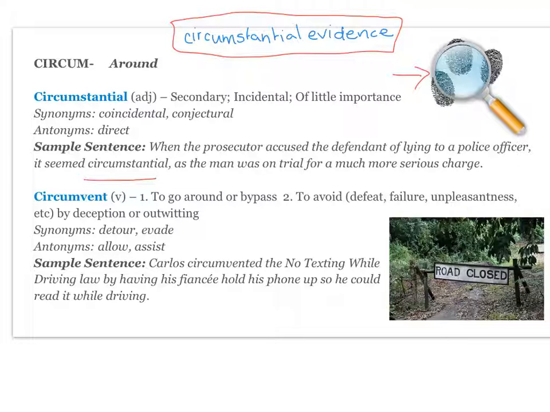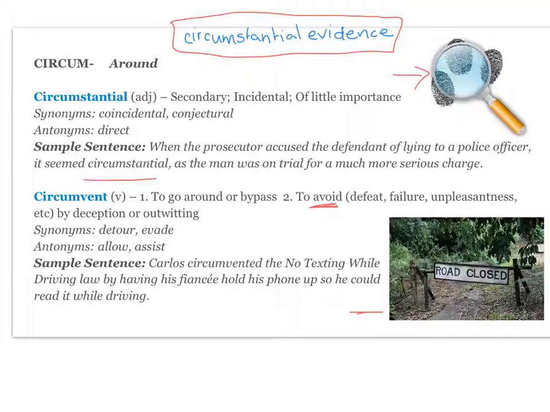Your next word is circumvent, which is a verb, and it means to go around or bypass, or to avoid, such as defeat, failure, unpleasantness, etc., by deception or outwitting. So avoid, I think, is your best way of remembering circumvent. Your synonyms are also pretty good, detour or evade, and your antonyms are allow or assist. So circumventing something can either be literally going around something.